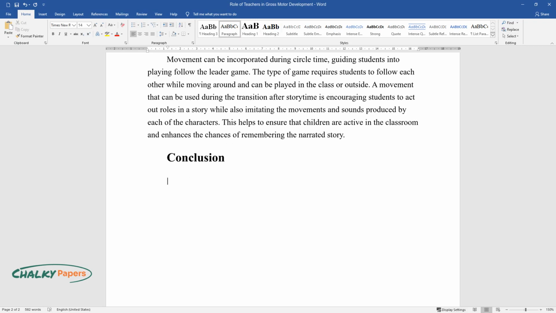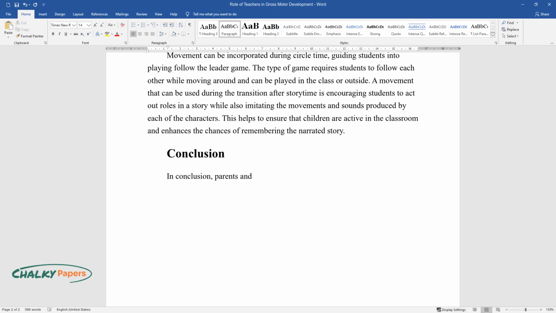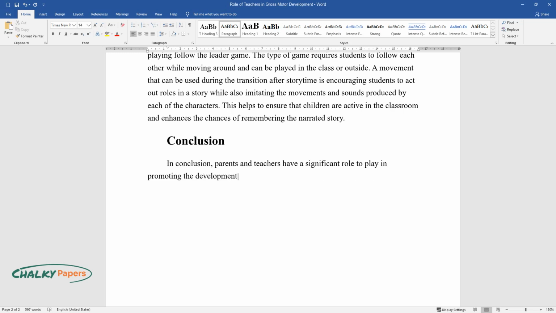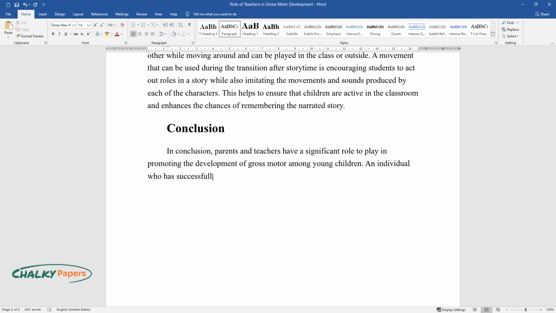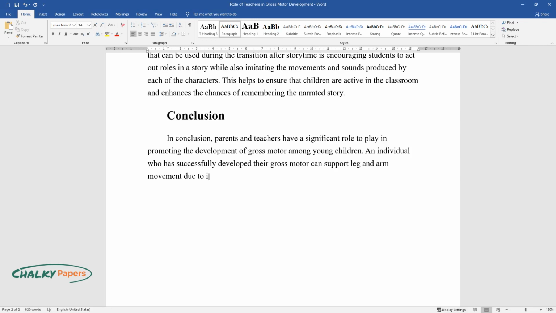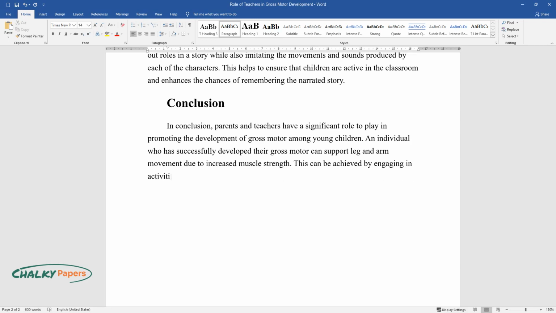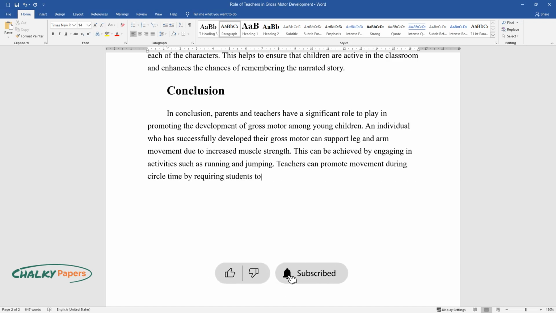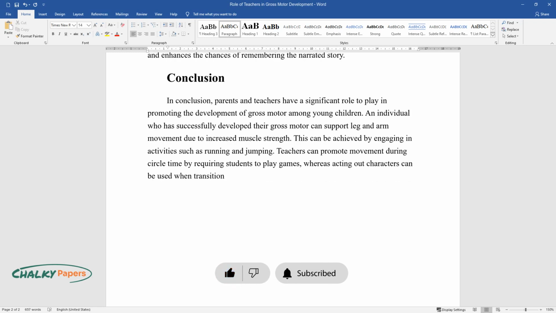Conclusion. In conclusion, parents and teachers have a significant role to play in promoting the development of gross motor among young children. An individual who has successfully developed their gross motor can support leg and arm movement due to increased muscle strength. This can be achieved by engaging in activities such as running and jumping. Teachers can promote movement during circle time by requiring students to play games, whereas acting out characters can be used when transitioning after story time.